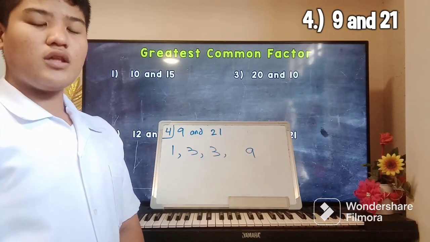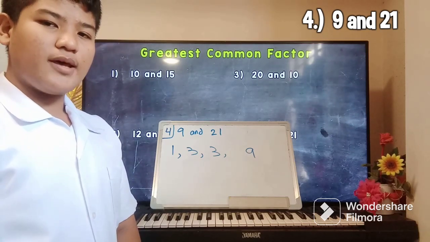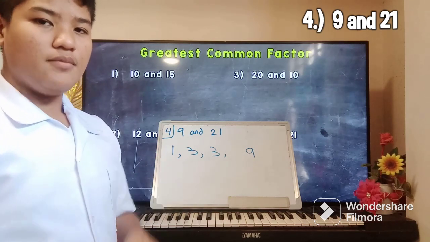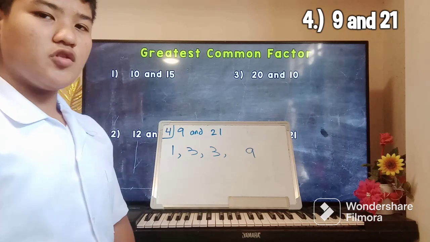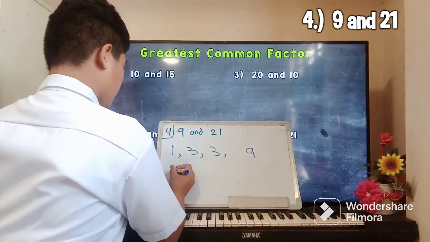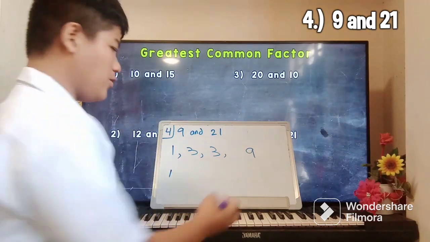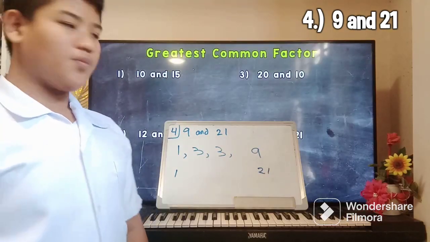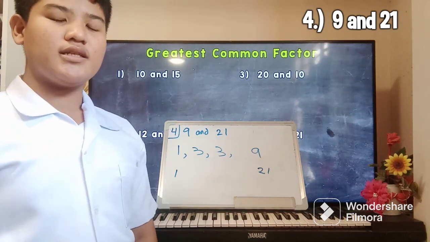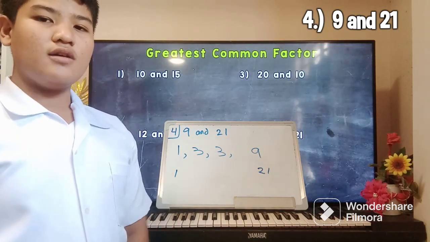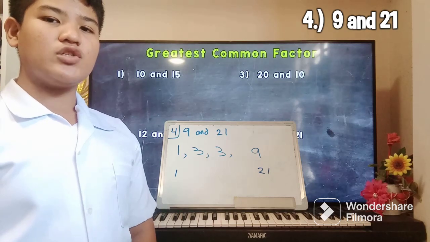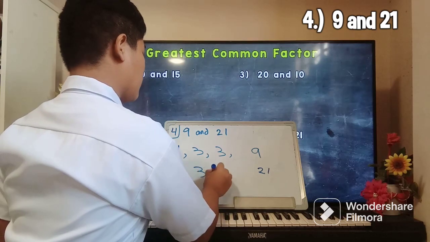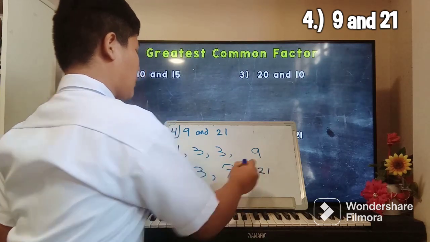And then for number 21, what is the lowest number that we can multiply to get 21? The lowest number is 1 because 1 times 21 is equal to 21. So we'll write 1, and for the other side, we will write 21. And what are the other numbers that we can multiply to get 21? If your answer is 3 and 7, you are correct because 3 times 7 is equal to 21. So we will write 3 and 7, comma, 3, comma, 7, comma.